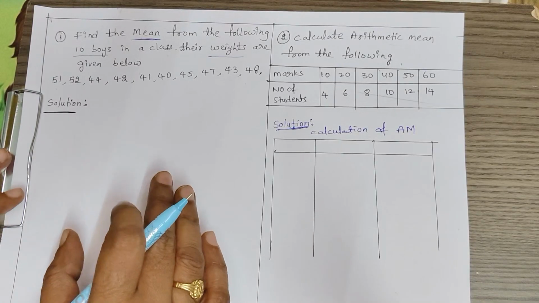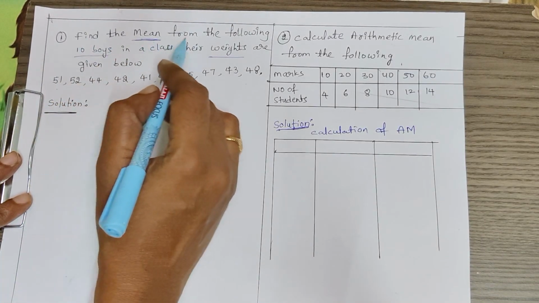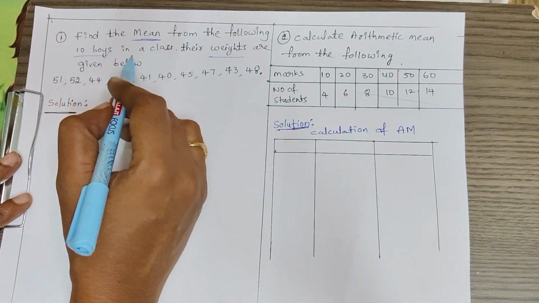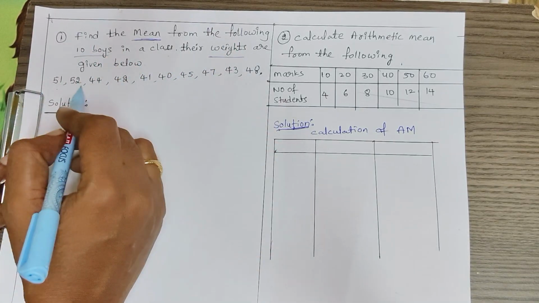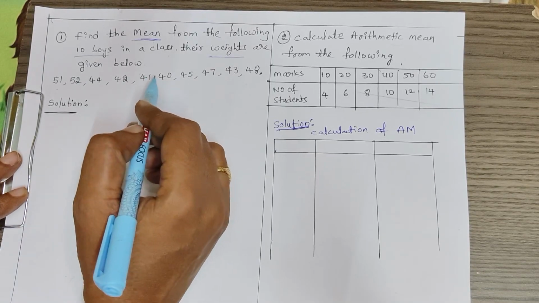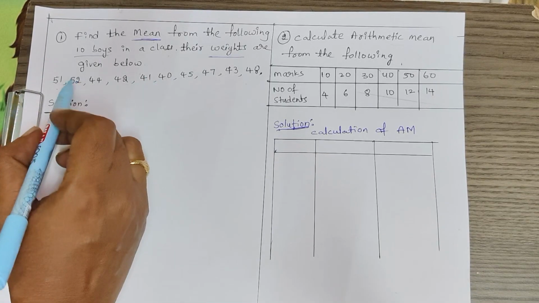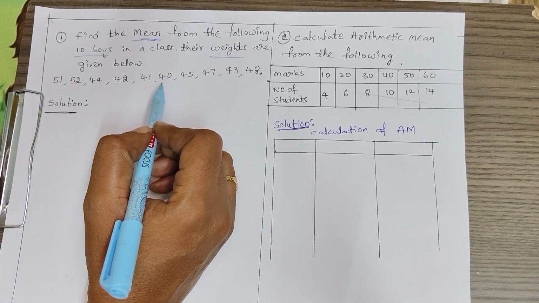Let's start the practical part of arithmetic mean. Find the mean from the following 10 boys in a class. Their weights are given below. Only the individual weights of boys are given and there is no frequency. So only a single series is given, so it is called an individual series.